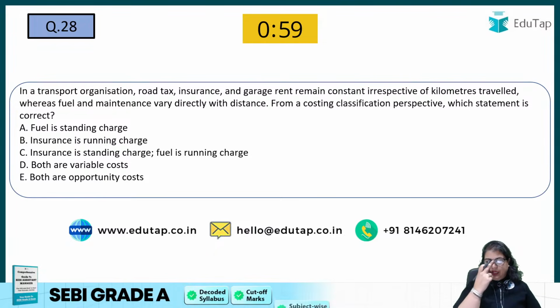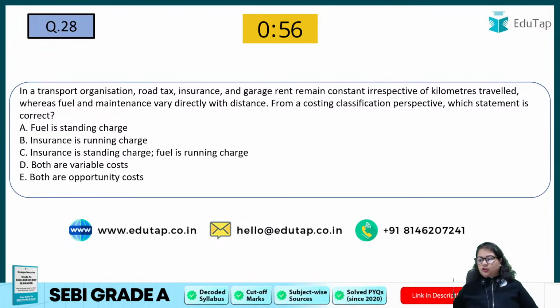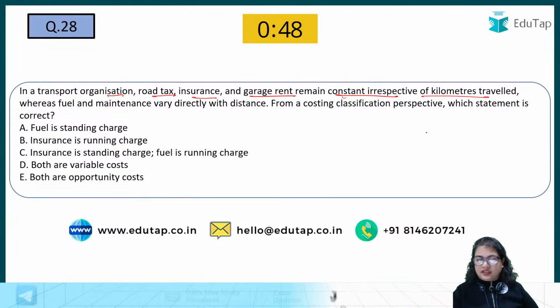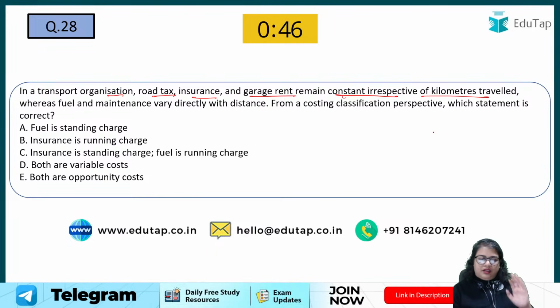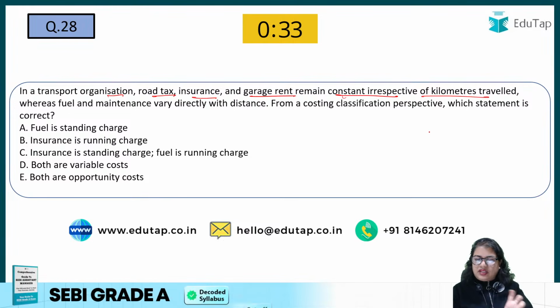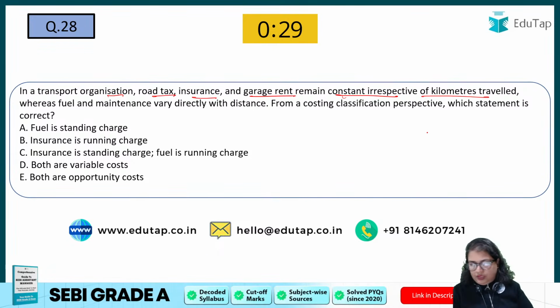Okay, question number 28. In a transport organization, road tax, insurance, garage rent remain constant irrespective of the kilometers traveled. Is that correct? So the road tax also you have to pay a significant amount, a fixed amount. It is not that you have to pay more or less. You have to pay a fixed amount. Then insurance also fixed amount, garage rent also fixed amount, irrespective of how many kilometers you are traveling.